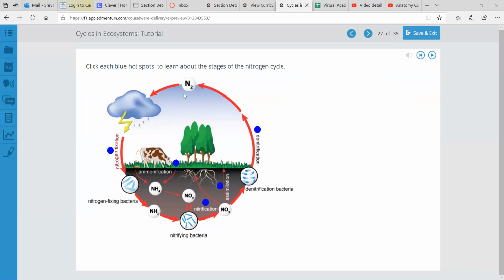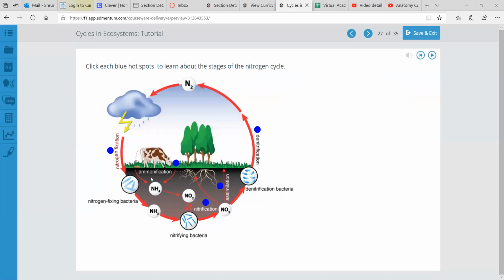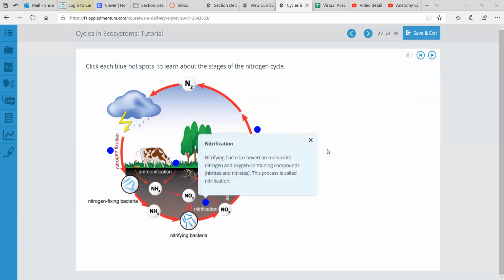Here we start out with N2, right? And then we have nitrogen fixing bacteria, changing it into ammonia. Decomposers also break down waste products and release ammonia. Then we have nitrification, converting ammonia into nitrogen and oxygen.